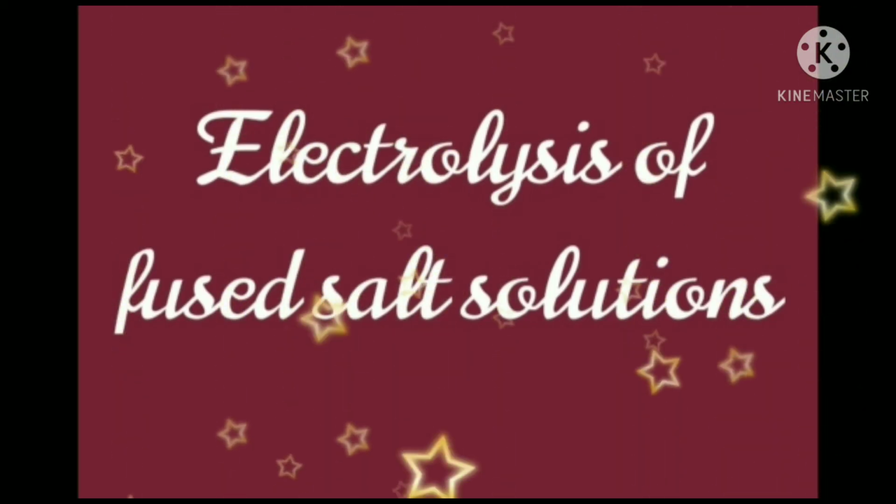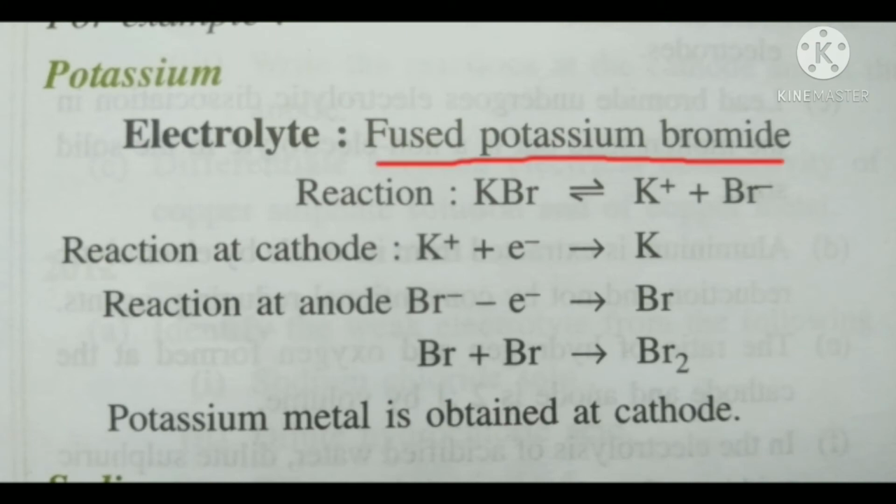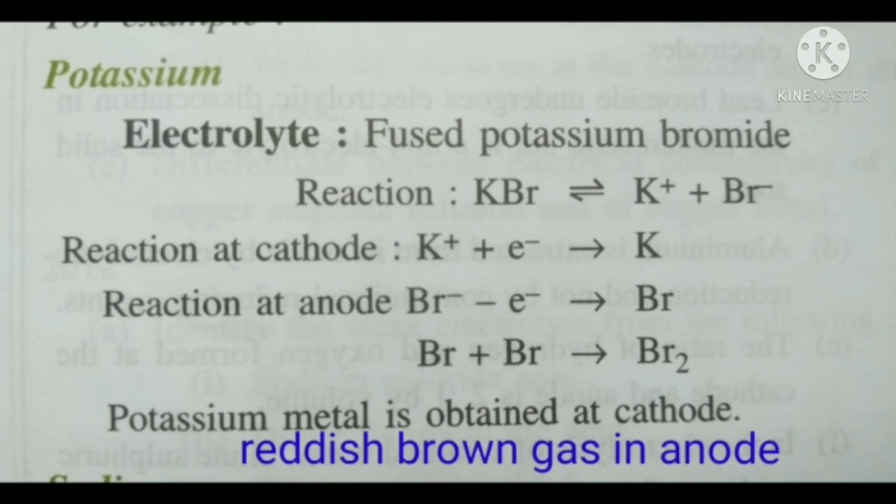Next, we are going to learn electrolysis of fused salts. Fused means we won't add any water. So this is fused potassium bromide. There are 2 ions, K+ and Br-. This K+ ion will move towards the cathode and there it will be deposited. And Br- will move towards the anode and there it will be evolved as a reddish brown gas.